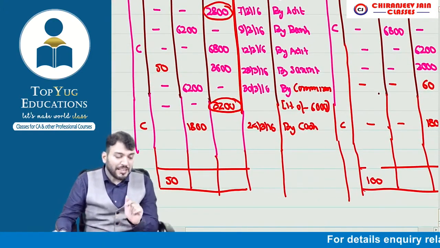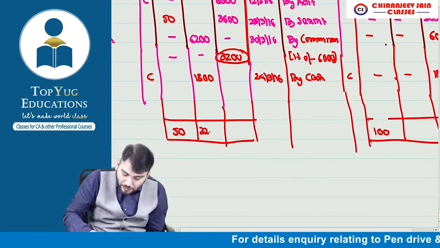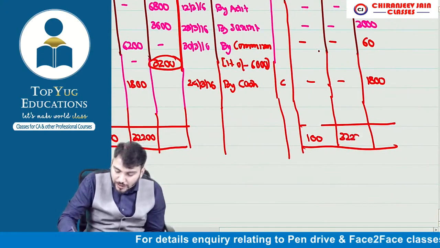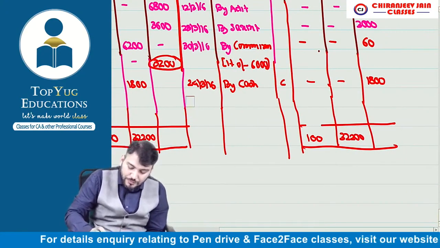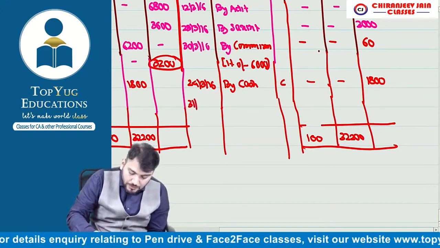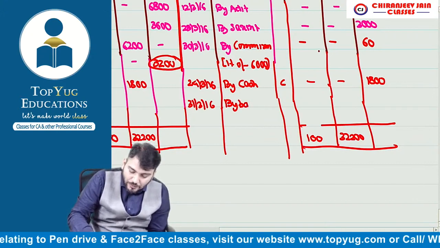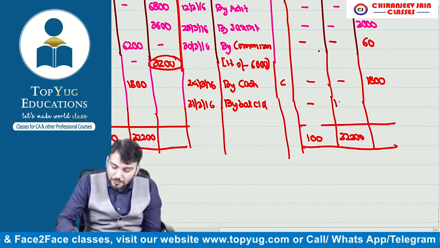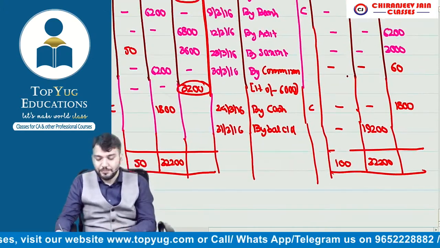Now can you give me the cash column debit side total? This is 32,200. Can you give me the balance on 31st March? Give the balance: 31st March 2016, by balance carried down. Cash, how much? It will be 19,200. Check it, 19,200.